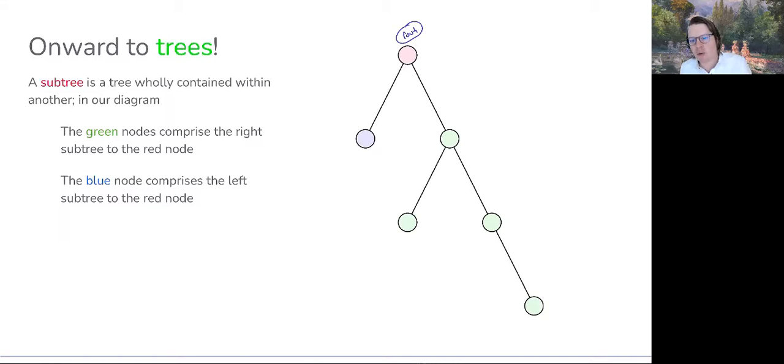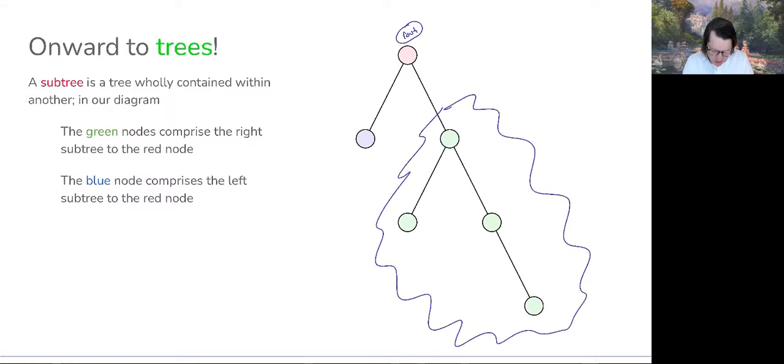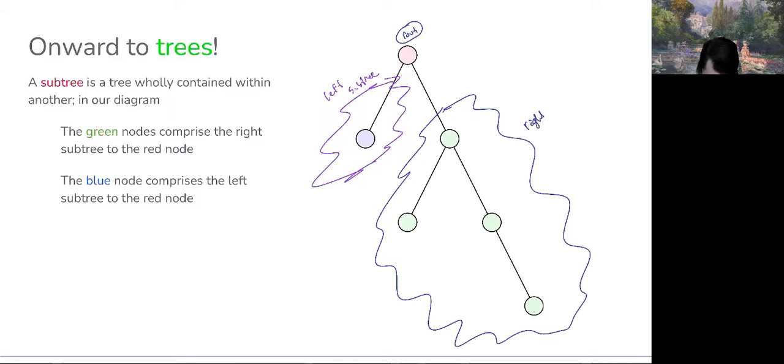So there's only going to be at most 2 children. So if we go ahead and look right, we have the right subtree, which is all of the nodes there. If we look left, the blue node would comprise the left subtree. So here's our left subtree. And over here is our right subtree. So again, just some terminology, understand that a subtree is a tree wholly contained within another.